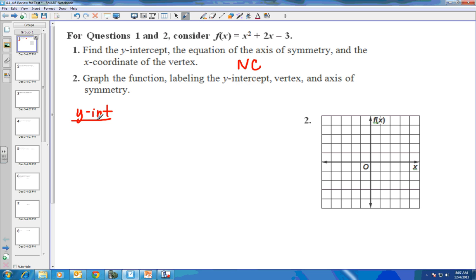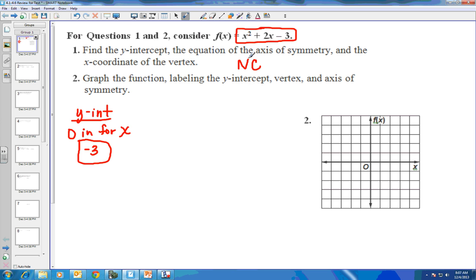Okay? Very first thing we're going to find is our y-intercept. Do you guys remember how to find the y-intercept? Plug 0 in for x. All right, so back up here to this equation. If I plug 0 in all of those x's, what am I going to get as my answer? -3. That's my y-intercept.